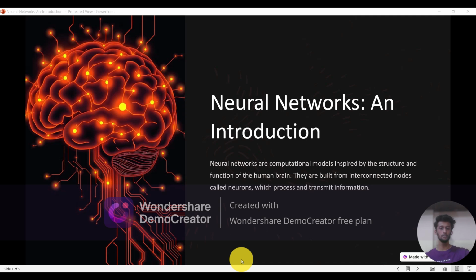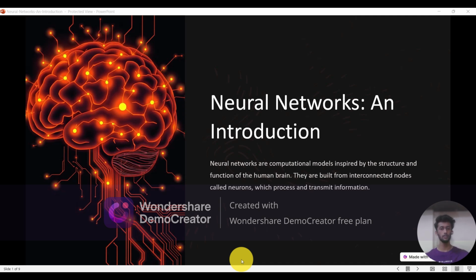Fifth is generative adversarial networks. They consist of two networks, a generator that creates data and a discriminator that evaluates it. They train adversarially, meaning the generator learns to create realistic data while the discriminator learns to distinguish real from fake data. Used in image generation, style transfer, and data augmentation. Key concepts of neural networks.